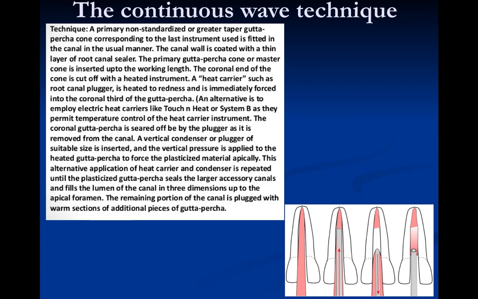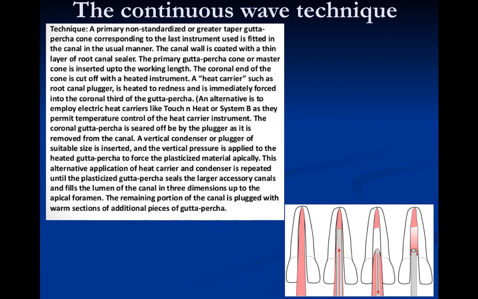The continuous wave technique, or vertical condensation. A primary non-standardized or greater taper guttapercha cone corresponding to the last instrument used is fitted in the canal in the usual manner. The canal wall is coated with a thin layer of root canal sealer. The primary guttapercha cone, or master cone, is inserted up to the working length. The coronal end of the cone is cut off with the heated instrument.